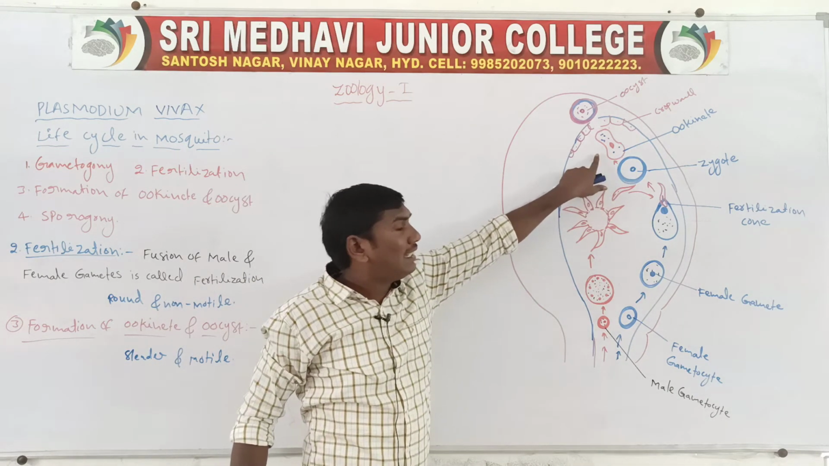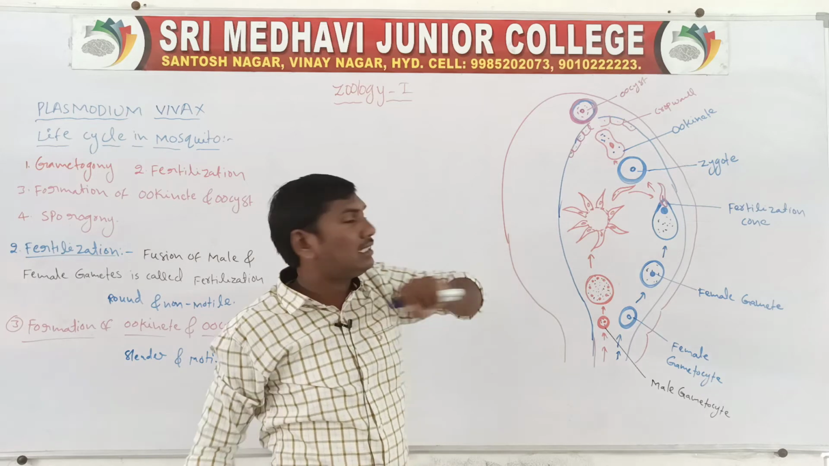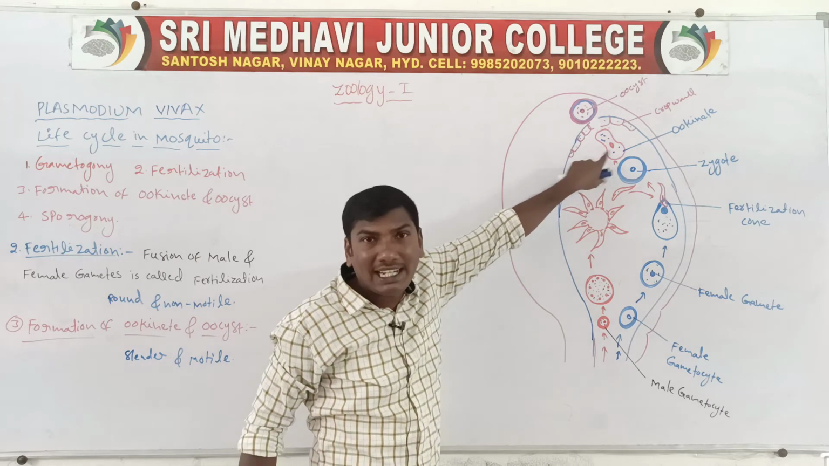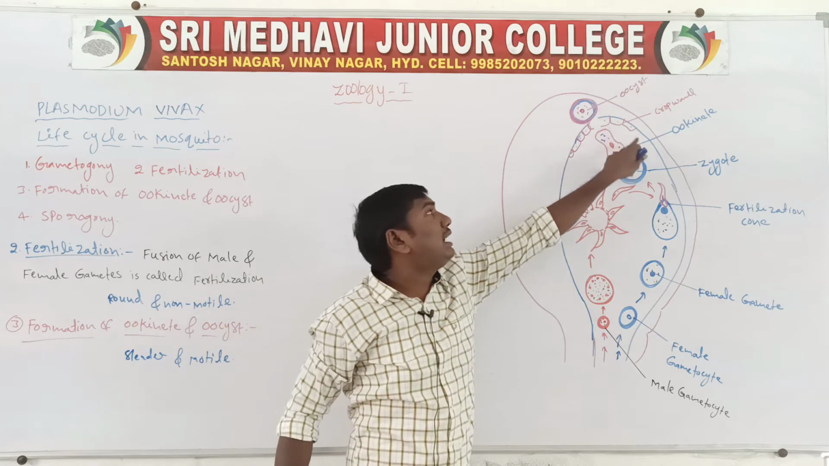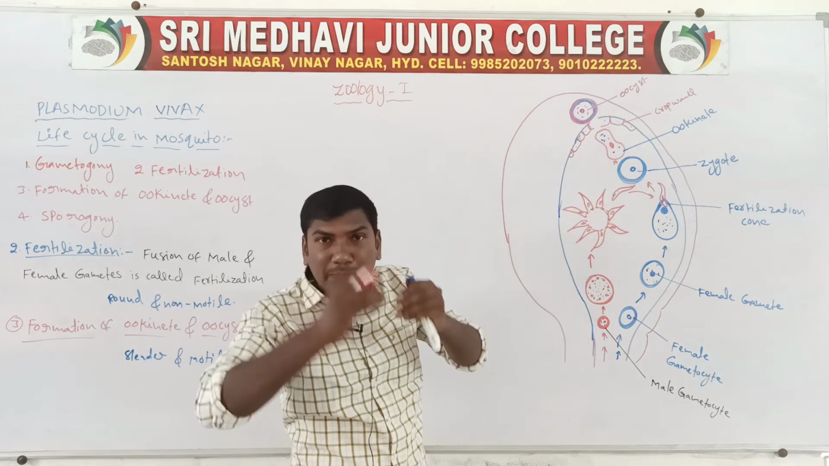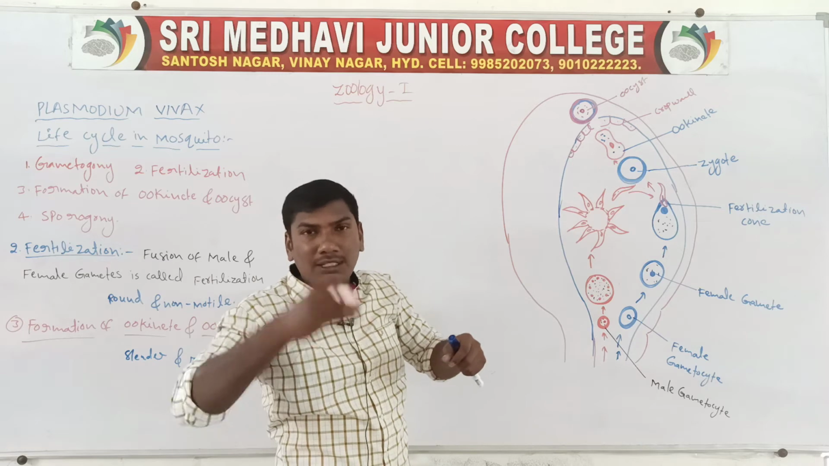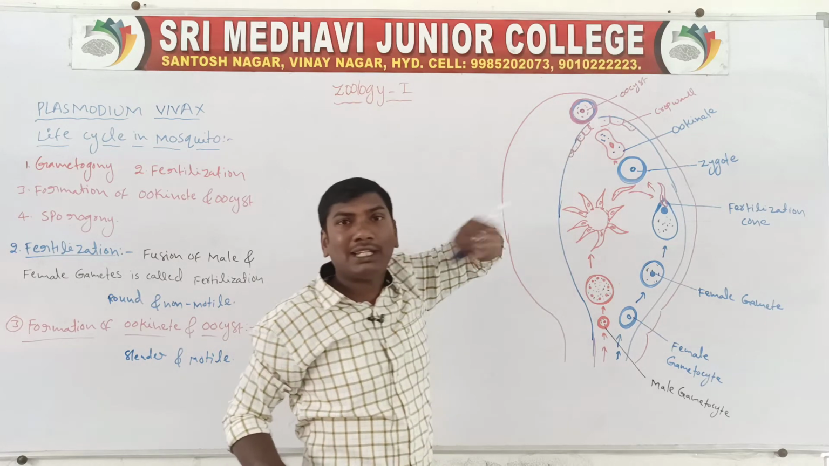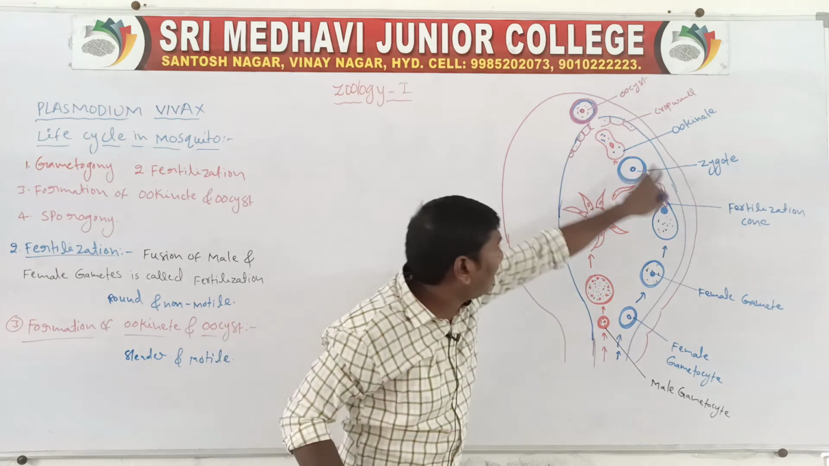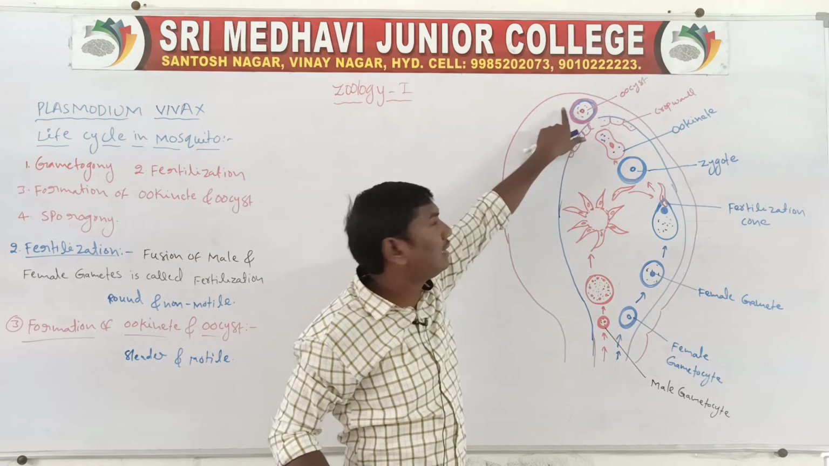So after 18 to 24 hours, these are converting to the slender and motile shape. They penetrate the basement membrane of the crop wall, rupturing the crop wall of the mosquito, so they are coming to the outside of the crop wall.